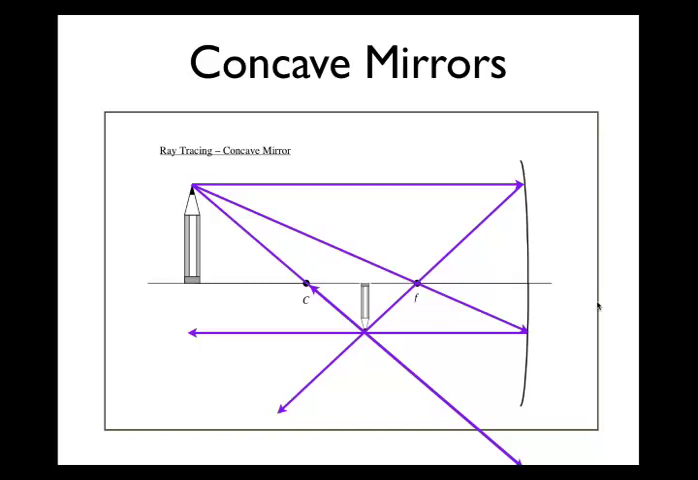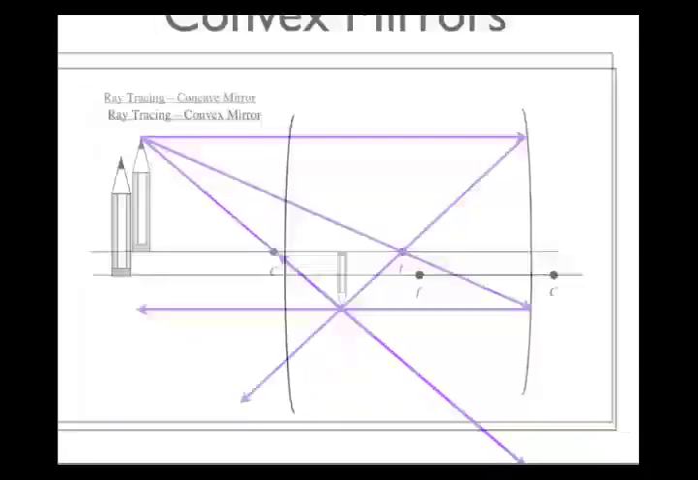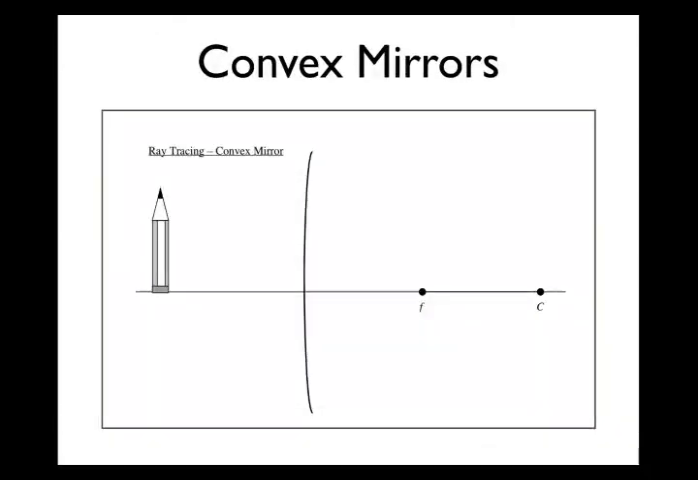I could put a piece of film or a screen right here at this location and see or record the image of the pencil at this location. Let's do the same thing with a convex mirror. Notice now in a convex mirror the focal length and the radius of curvature point are behind the mirror.